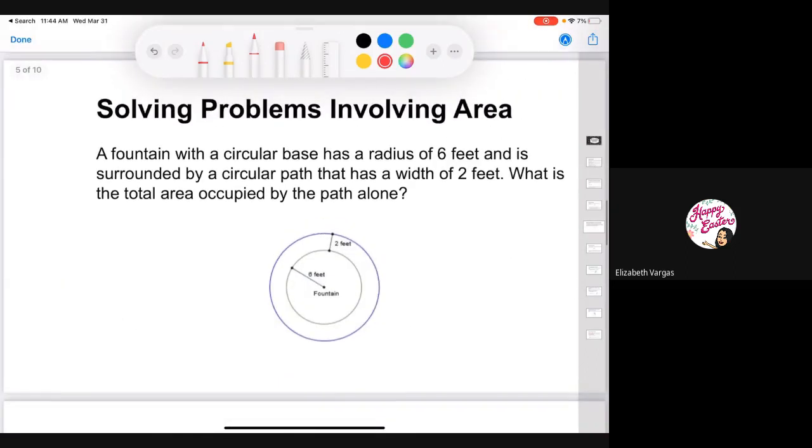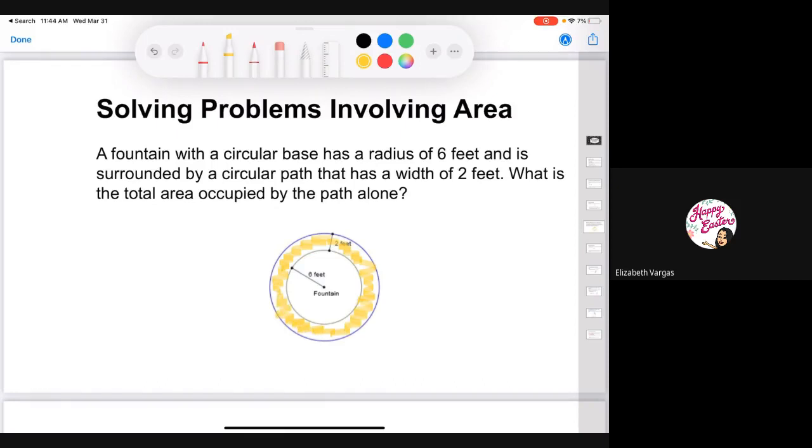Okay? So say we wanted to solve this problem right here. This says a fountain with a circular base has a radius of 6 feet and is surrounded by a circular path that has a width of 2 feet. What is the total area occupied by the path alone? So we want to find the total area, but we want to find the total area of this path alone. So we're not going to include the fountain part.